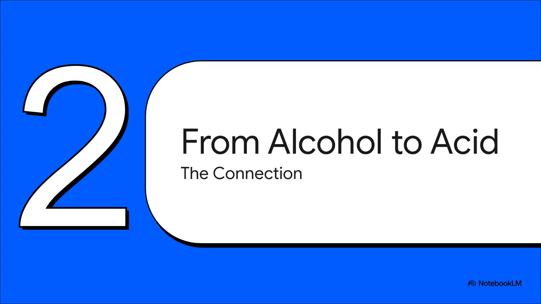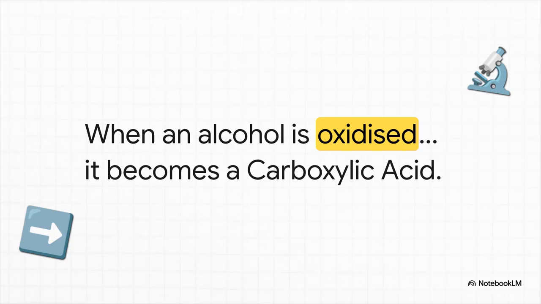So, we've met the first character in our chemical family story. But what happens when that character changes? This is where the plot really starts to thicken. Because alcohols don't stay the same forever. They can transform, especially when they react with oxygen. When an alcohol gets oxidized, it's not just a small change, it's a total identity switch. It becomes a member of a totally different family, a carboxylic acid. Oxidation is the chemical bridge that connects these two branches of the family.